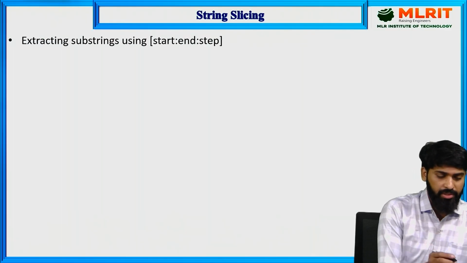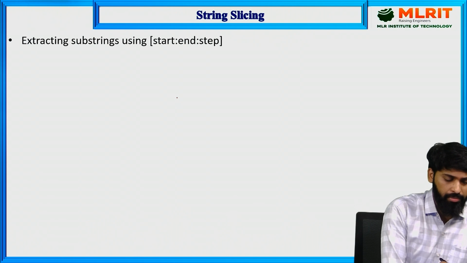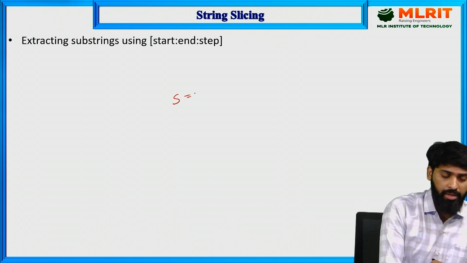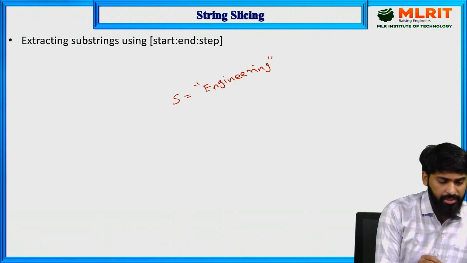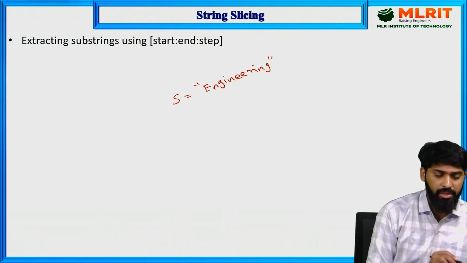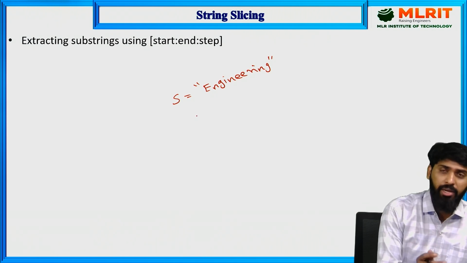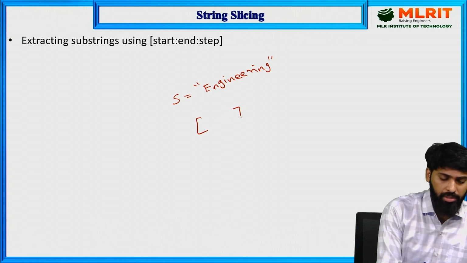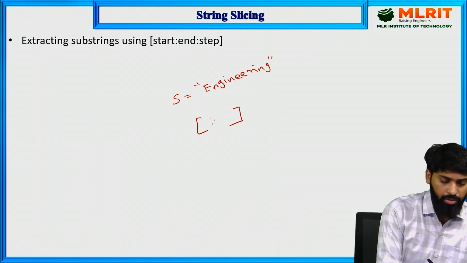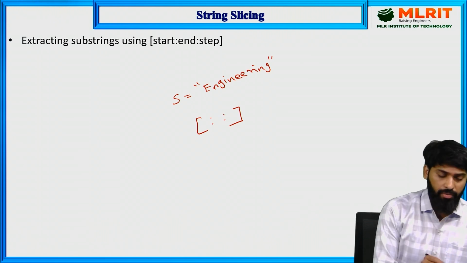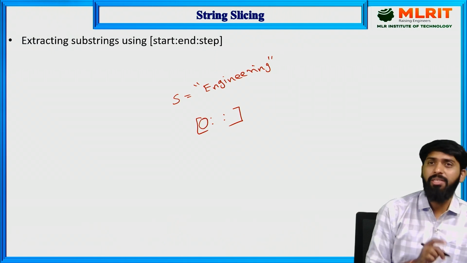So string slicing means, for example, if I take a variable s equals engineering, now I want to extract a substring from this string. I can extract the substring by using the slicing operator. This we call a slicing operator. Here I am going to use 2 colons. In the first part you specify the starting index.